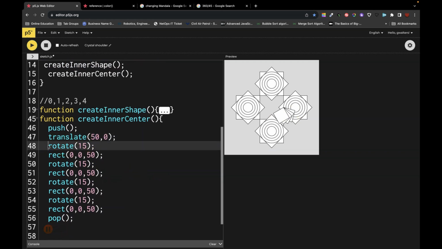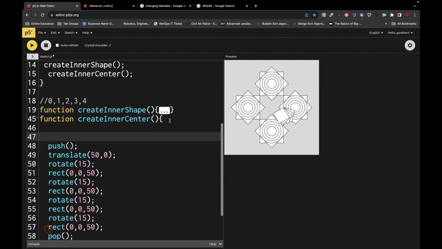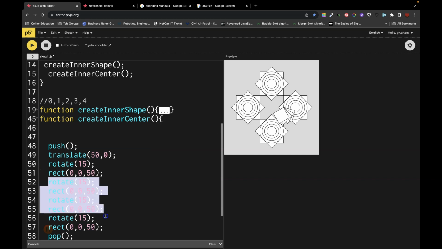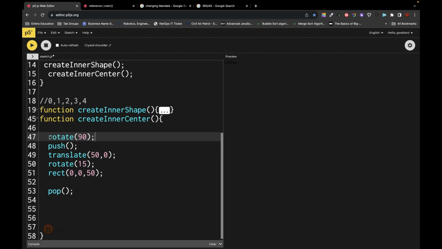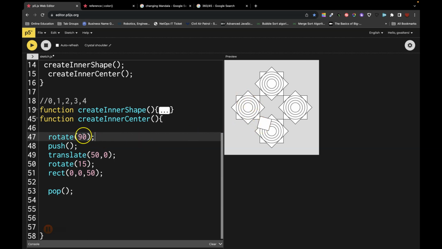And I rotate. This is rotating the shape itself, but I could do it outside of here. So again, let's take off some of this. We could have it where we're rotating the entire shape around and then have it rotated on itself, which is what we have here. So if I have a rotate here outside of this push, and let's say I'm doing 90, I see that it's moving around, okay?